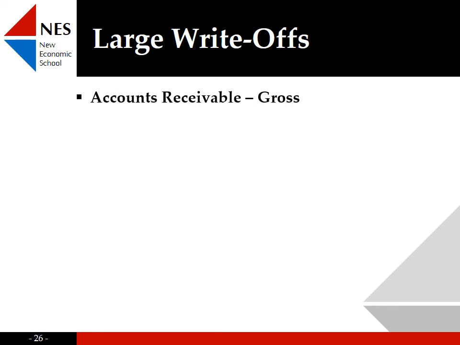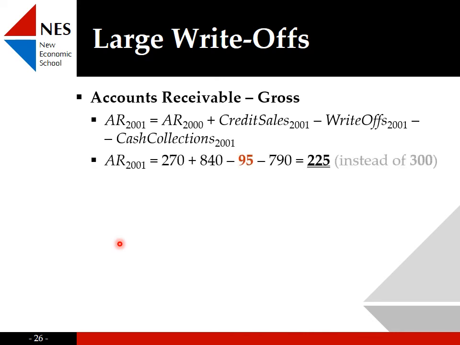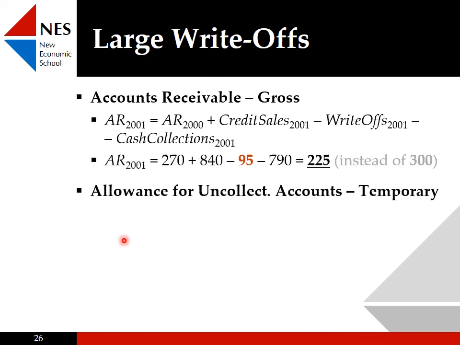In the second step, we will compute the level of gross accounts receivable and allowance before the company recognizes the bad debt expense of year 2001. So the level of gross receivables will be actually lower than what it used to be in the base case. In the base case it was 300 at the end of year 2001. Now it will be only 225, and that is because we have more write-offs of gross receivables, which will lead to a lower ending level of gross receivables.